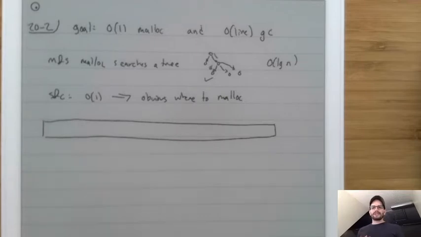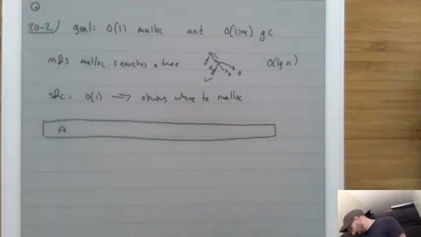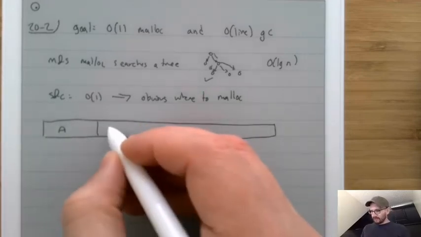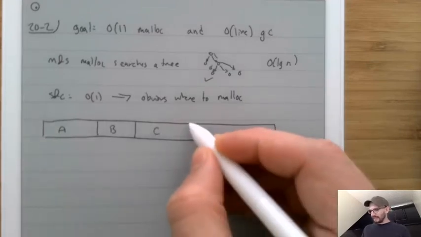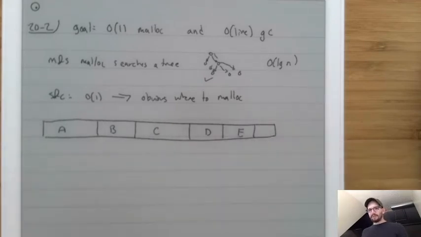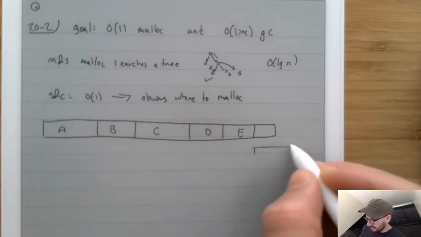And I'm going to imagine that it is allocated with mark and sweep. And initially, all of memory is free. And then maybe we get a request for allocating A, and it's this big. Then we get a request to allocate B, it's this big. Then we get a request to allocate C, it's that big. D, it's this big. E, it's this big. And then at this point, a request comes in to allocate, let's say, F.